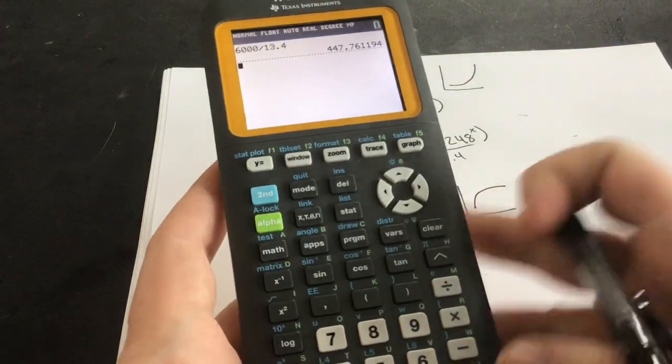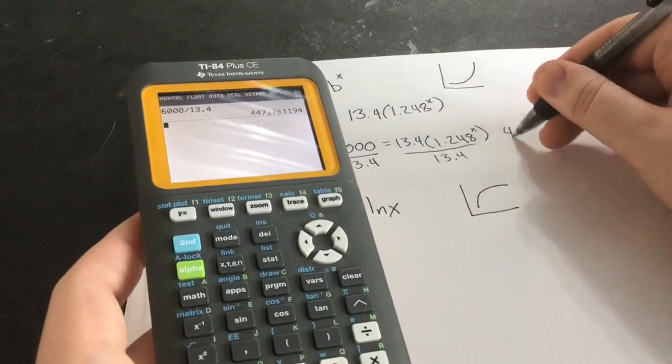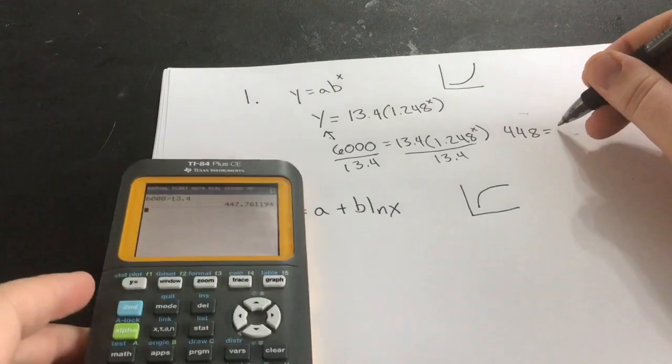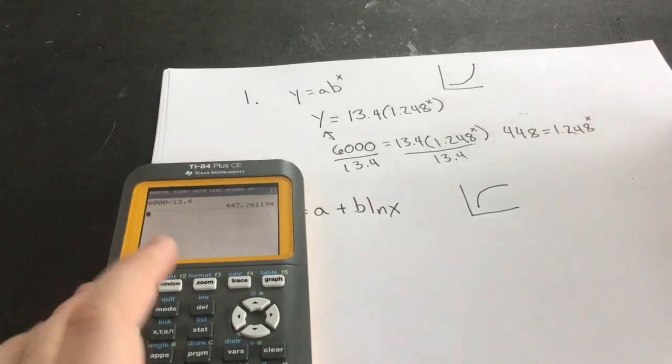And we get 447.7. I'm just going to round that up to 448. So we get 448 equals 1.248 to the x power.